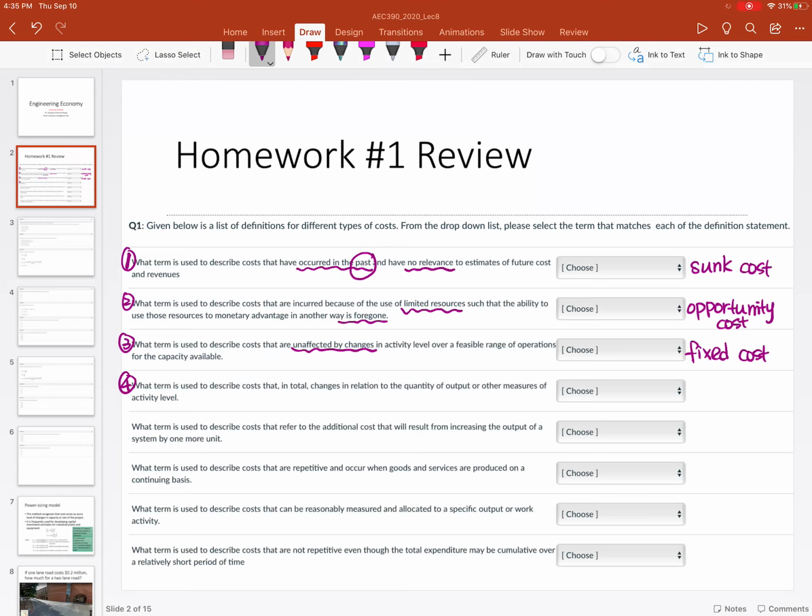Fourth, what term is used to describe costs that in total changes in relation to the quantity of output or other measures of activity level? Okay, so the more you produce, the more you use. That's kind of like a material cost, right? So it's what? Compared to the fixed cost, that's variable cost.